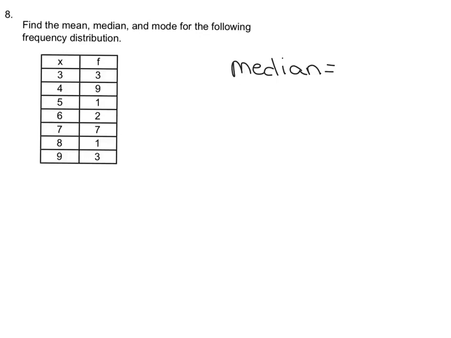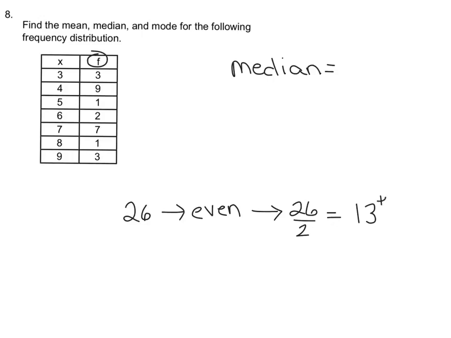Now I'm going to find the median. First, we need to add up all the values in the frequency column. We did that previously, and we got that the sum of all the frequencies is 26. Now 26 is an even number. So I need to divide by 2 and then add 1 to get the positions of my middle numbers. So 26 divided by 2 is 13. So my middle values are in the 13th and 14th position.